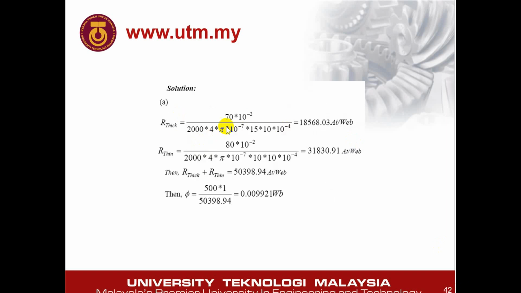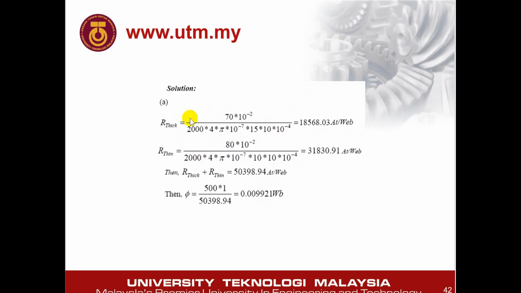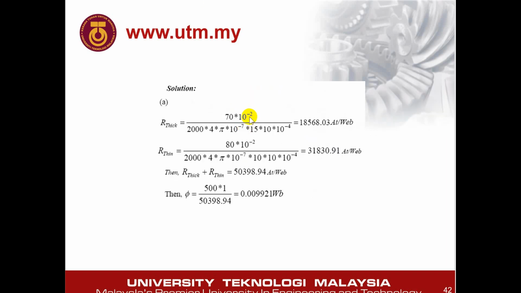It is divided into two parts, because you can see here, this is the thin one, this is the thick one. So the thick one is 70 cm, or 0.7 meter. How to get this: the thick one is this part and this part. You can see that 25 plus 5, only half, and plus 5 is 35. Then because there are two sides, here and here, multiply by 2 for all. That's why it becomes 70 cm or 0.7 meter.